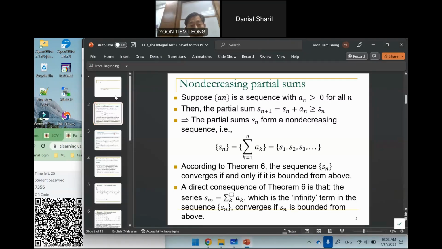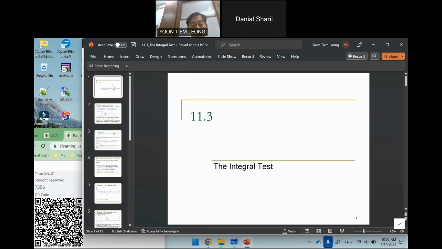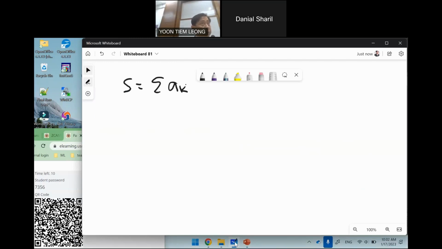We are going to discuss topic 11.3. I want to remind you what we are talking about, in case you have not been following very closely. We are talking about series. A series is the summation of all the terms in a sequence from 1 to infinity. Sometimes it begins from 0, sometimes from 1. It doesn't really matter. And we want to answer a simple question: does the series converge or not?